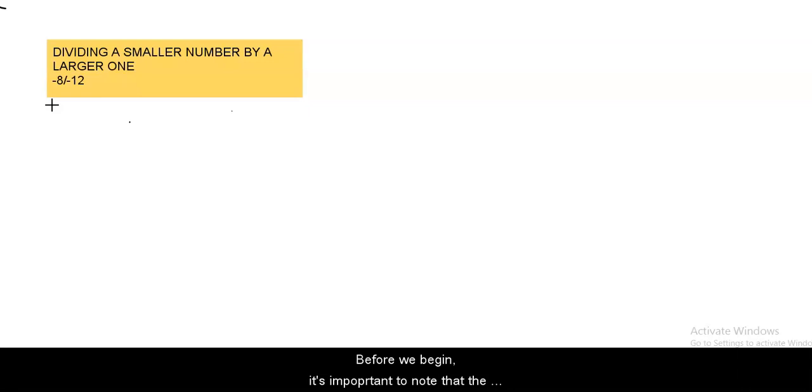Before we begin, it is important to note that the method of long division is more suitable for fractions that have no highest common factors, or HCF. Of course, you can use it for fractions with HCF. But what I'm trying to say is whenever you get bogged down trying to find the HCF, it is best if you resort to the method of long division.